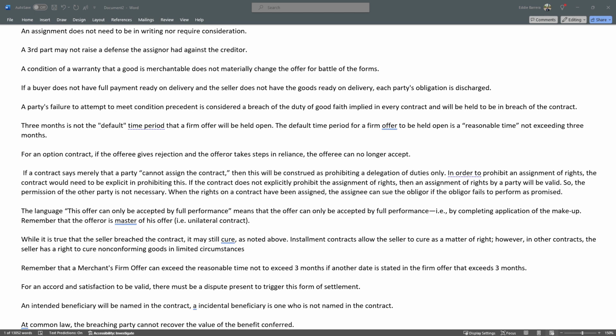In order to prohibit an assignment of rights, the contract would need to be explicit in prohibiting this. If the contract does not explicitly prohibit the assignment of rights, then an assignment of rights by a party will be valid.